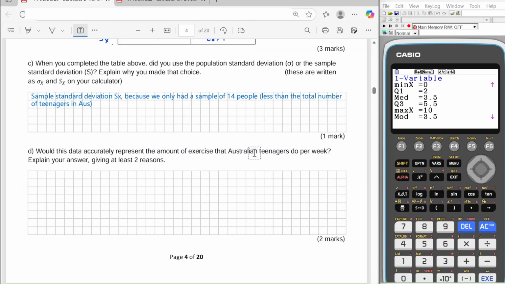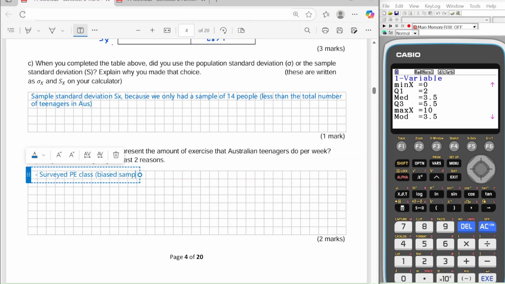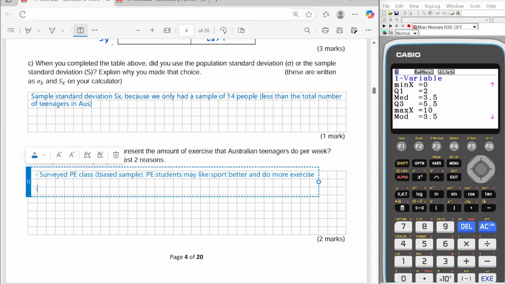Would this data accurately represent the amount of exercise? Giving 2 reasons for your answers. Okay, so there's a couple points to make here. We surveyed the PE class. This is a biased sample. PE students may like sport better and do more exercise, especially since this is a year 11 PE class, they would actually be picking PE at this point as well.